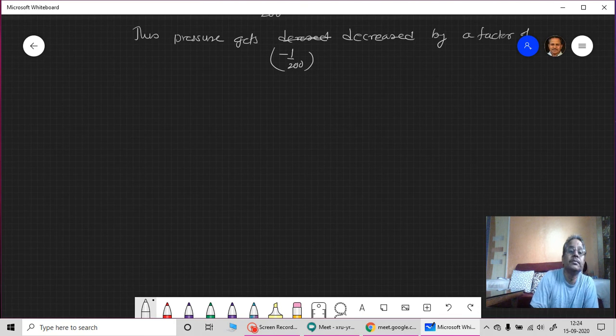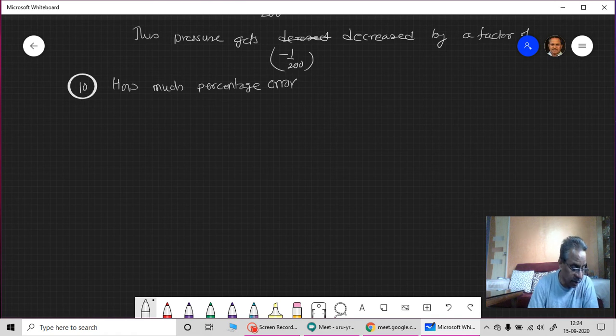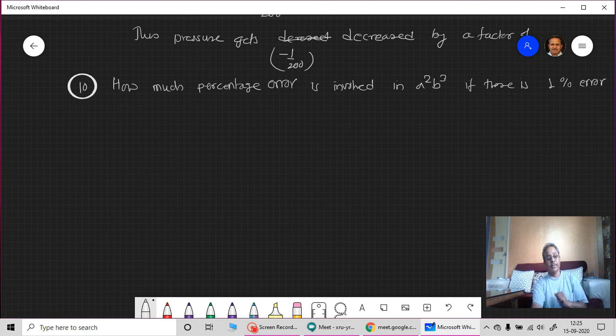still simpler. Example number 10. Write the statement: how much percentage error is involved in A square B cube, if there is 1% error. Again, this is a problem of the error analysis.